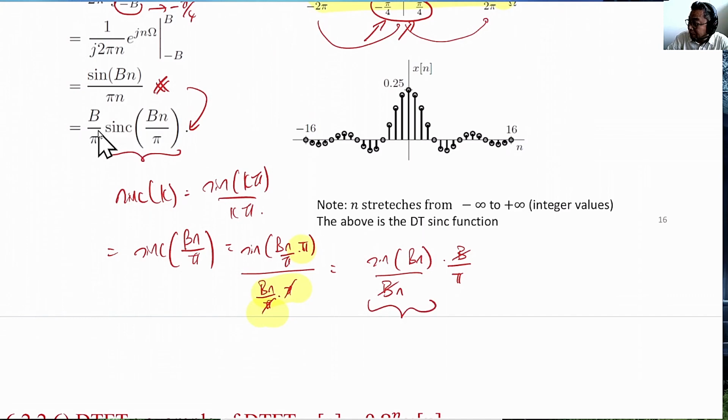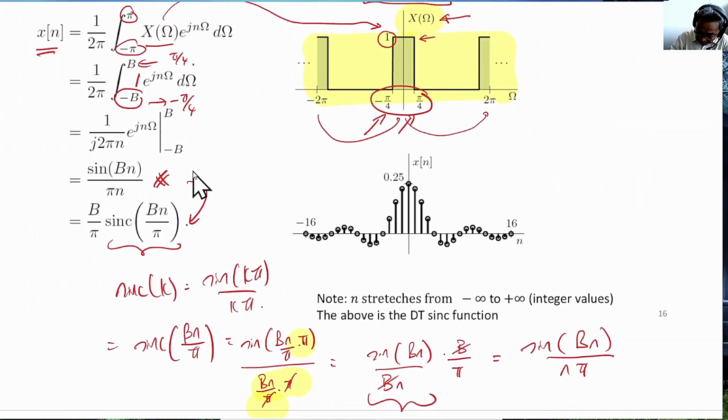Then we are multiplying by b/π. So b cancels, and then we are left with sine(bn) over nπ. And isn't this exactly the same as sine(bn) over nπ? So this change of expression from sine(bn) over πn to this expression is a very standard conversion. Now, so this is x[n].